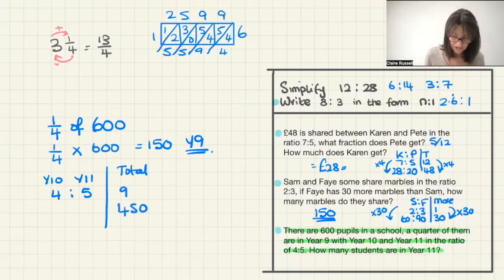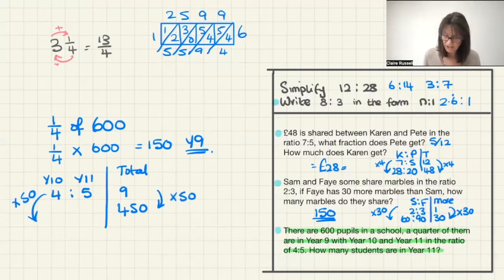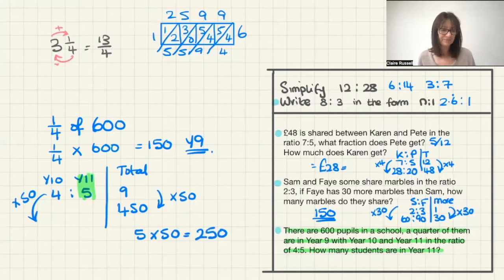And now I just do, how do I get from 9 to 450? I'm going to times by 50. So I'm going to do the same this side. And again, because I want to be efficient, I'm going to think about the question. The question just wants to know how many students are in year 11. So really, I only need to focus in on this part here. So 5 times 50 is 250.